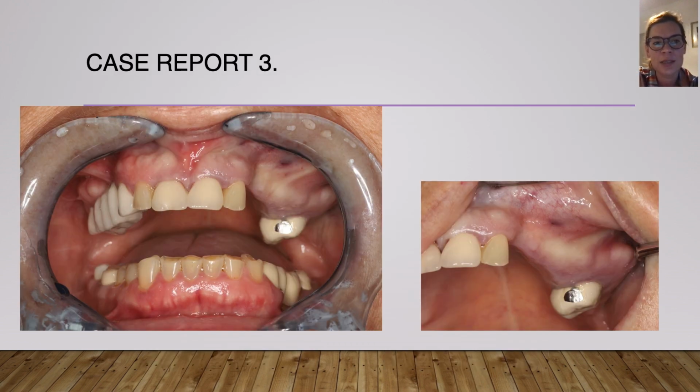The third case is also a middle-aged woman, and she had a bridge in the upper jaw on the left side, and there was a vertical fracture in the canine. There were symptoms, but the patient waited for 2 years with these symptoms, because sometimes she felt pain, sometimes not.